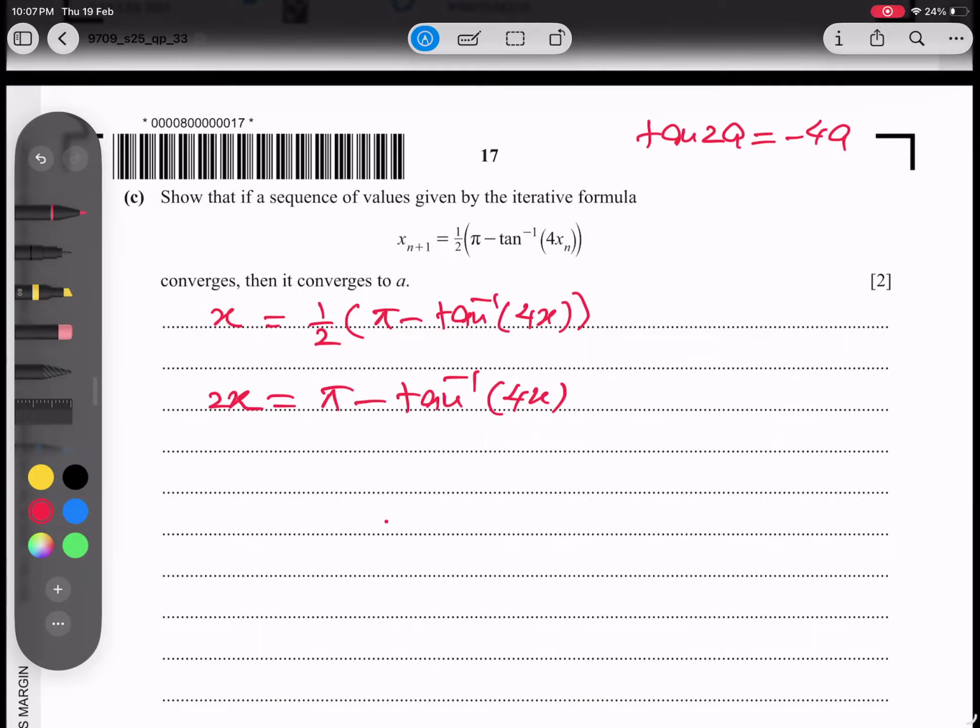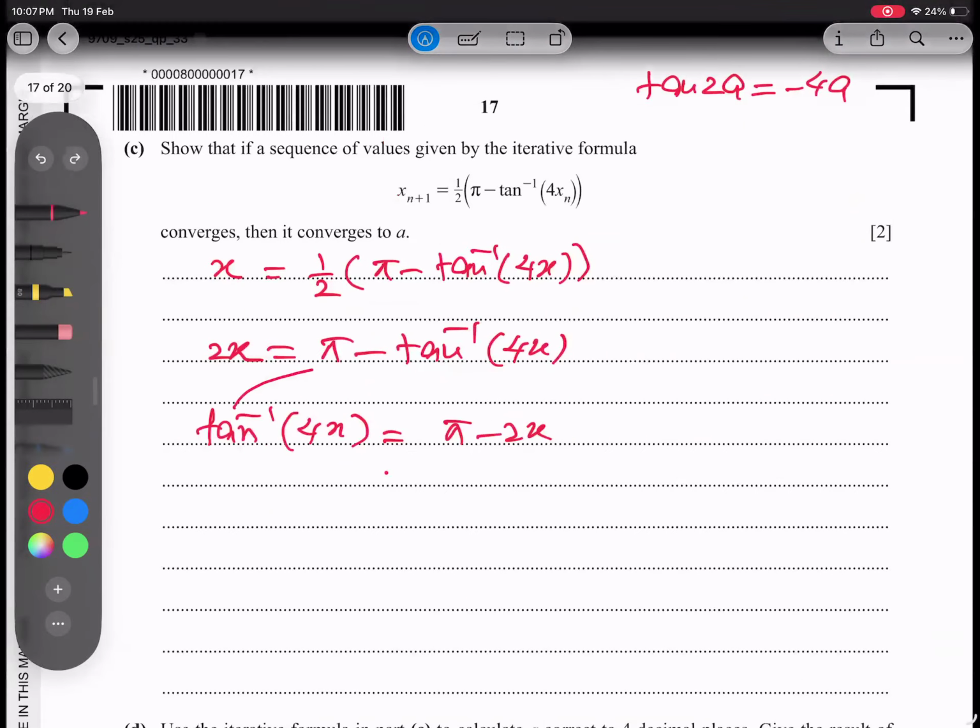Okay, now students, first of all, what I will do, I will bring tan inverse on the left hand side, and it will become this format, pi minus 2x. Basically, I brought it here and 2x on the other side. Now, I will bring tan on the other side and the inverse will automatically finish, and it will become like this format. I think all people understand.